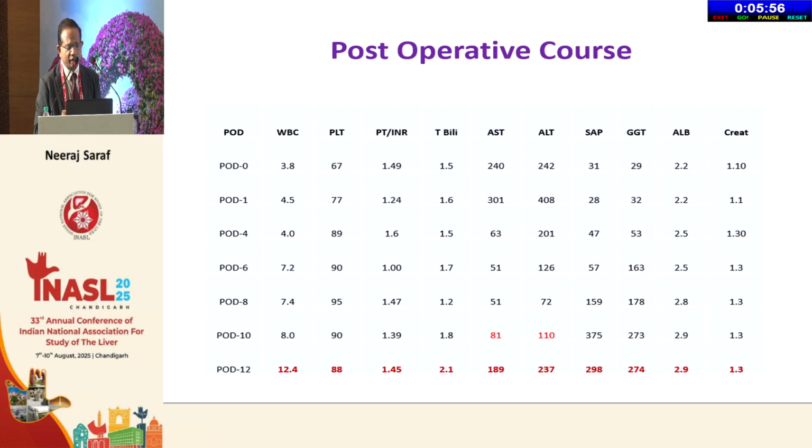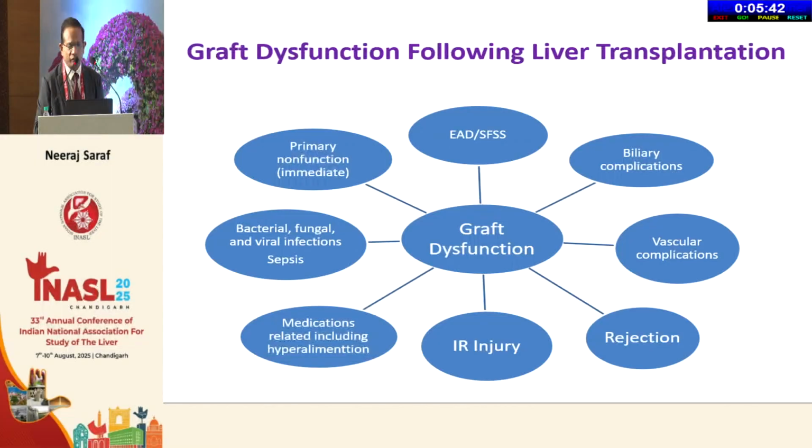His enzymes are almost normal. On day 10, the SGOT and SGPT start rising, and on day 12, he has a slight increase in TLC, which is 12.4. The AST and ALT are 189 and 237. So there is the beginning of graft dysfunction. Now let's look at the differentials at this point. For a patient at 10 to 12 days, what can be the causes of graft dysfunction?